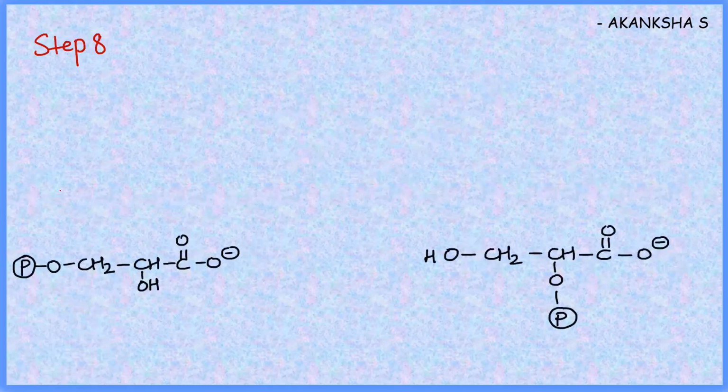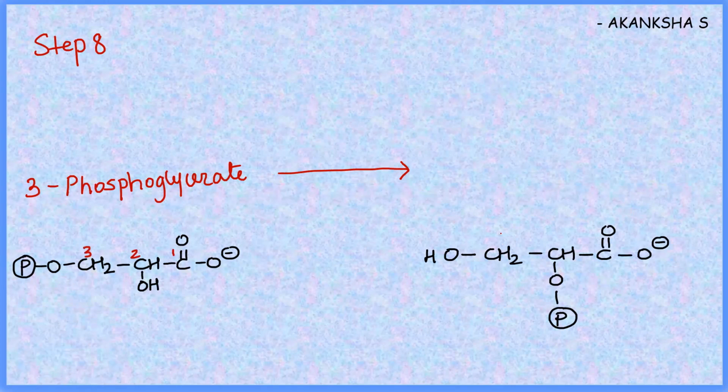Okay. Now what is next? Next is step number 8. What is happening in step number 8? In step number 8, the previously formed compound 3-phosphoglycerate gets converted to another important compound. See over here, the phosphate group has moved from the 3rd position. See, this was 1, 2, 3. From the 3rd position, our phosphate group has moved to the 2nd position. So now we have 2-phosphoglycerate.